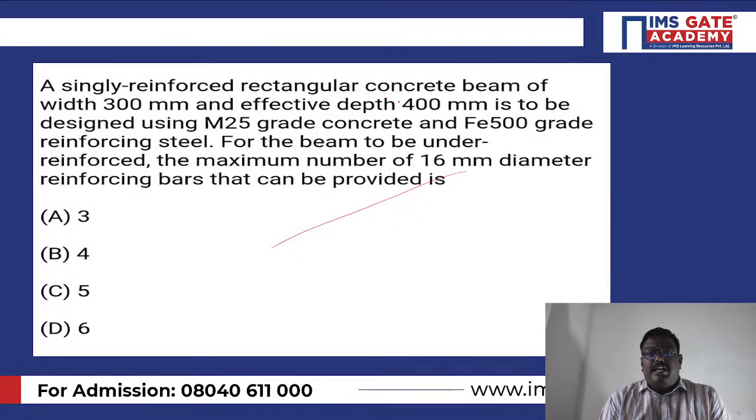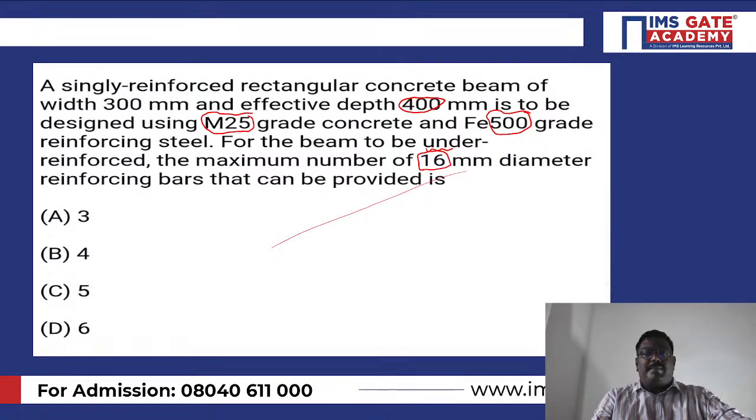And one more important thing: the effective depth here is how much, my dear students? 400 mm. It is to be designed using M25 concrete, and the grade of steel here is Fe 500. For a beam to be under reinforced, what is the maximum number of 16 mm dia bars? This is a famous question, sir.